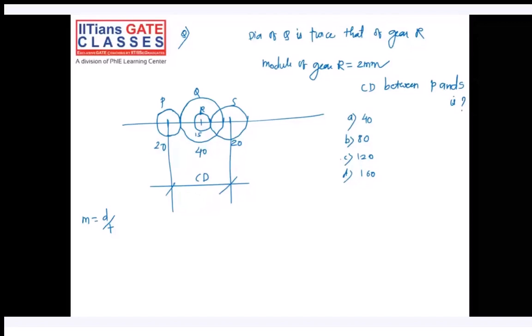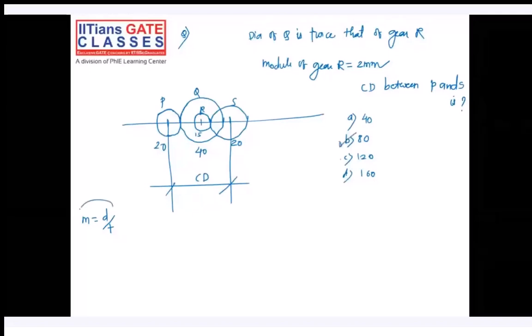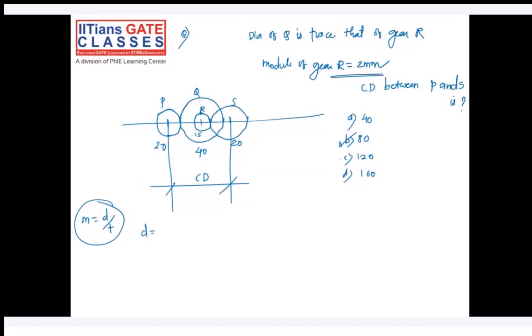Yes, 80 is the correct answer, Shruti. Option B is correct here. As I said, this is your starting point: module is equal to D by T. From this you can get the diameter, since module and teeth are given. Module is given for gear R, which is 2. So the diameter of gear R will be 2 times the number of teeth, which is 15. So the diameter of gear R is 30.